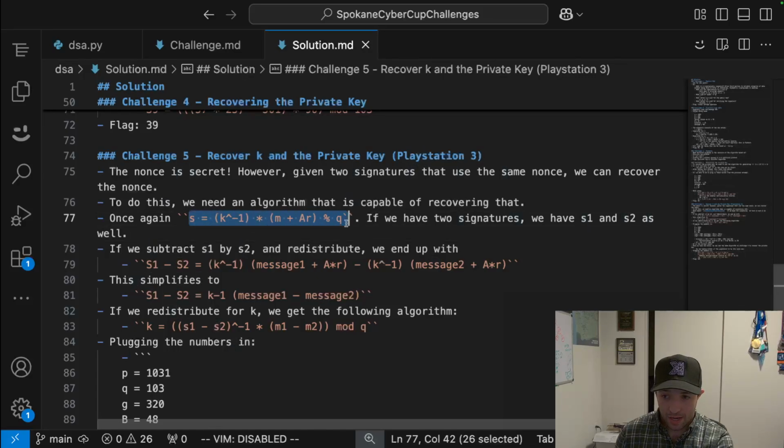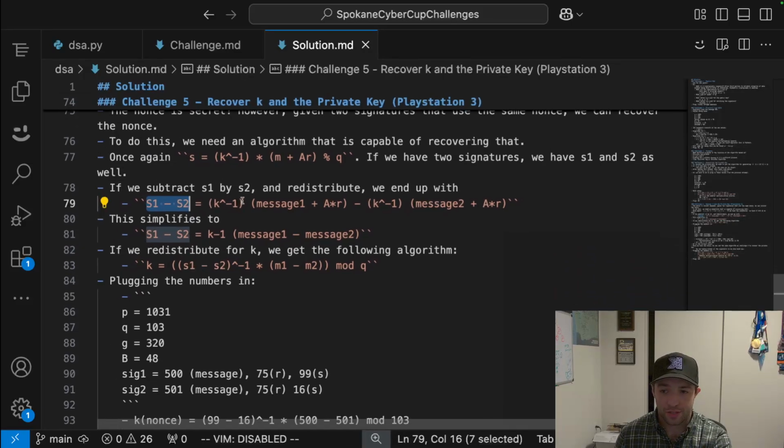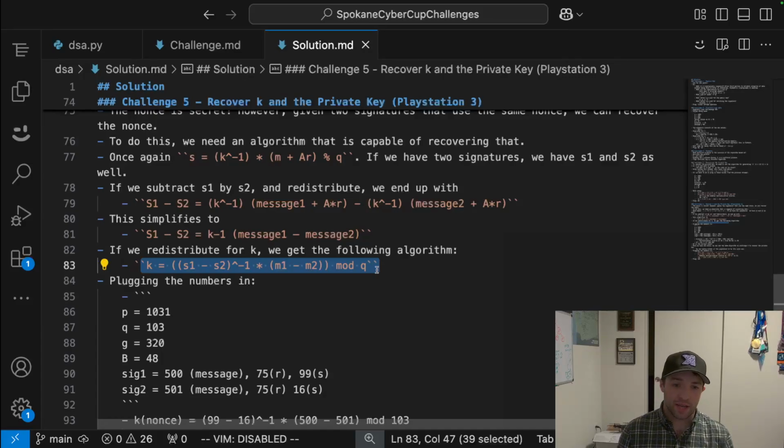So here we have S equals K to the negative 1 times message plus AR. And if we have 2 of them, that means that we have this twice. So what you can do is you can do S1 minus S2 and fill this in. And then there are some properties that allow us to cancel things out because we were doing some subtractions. And if we redistribute it, then if the same K value is used, then we are able to completely recover the K value. And if the K is the same, then we can use the signatures to recover K. And that's where this breaks down.